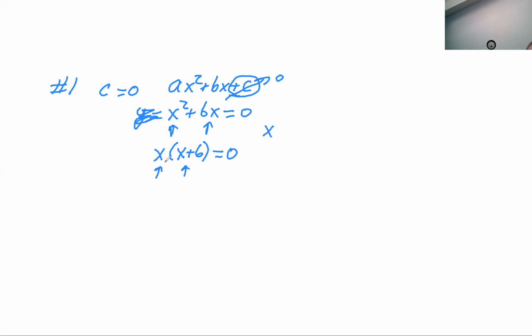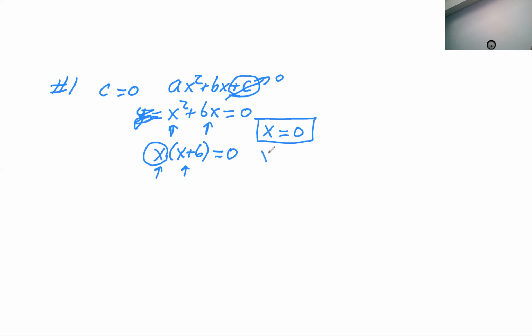And so the first thing would be to take this x and set it equal to 0, and that would be one solution. And you would see that when the c value is 0, that's always going to be one solution because you could always factor out the x.